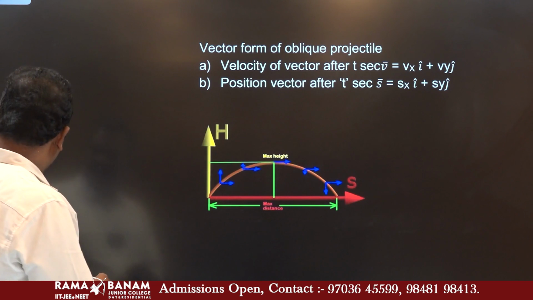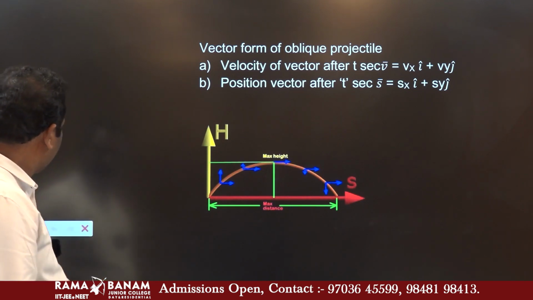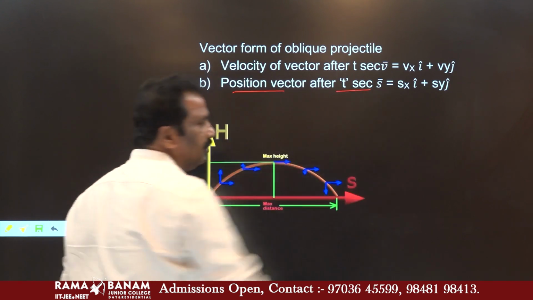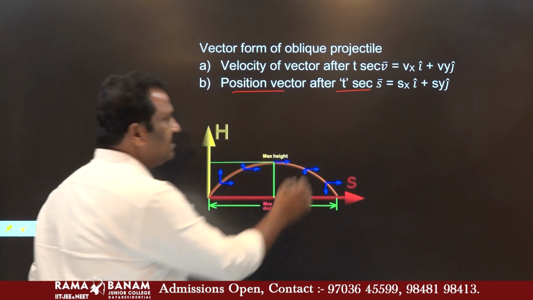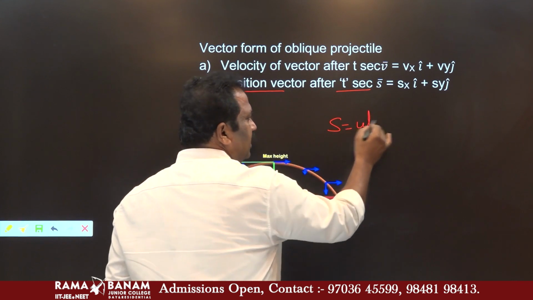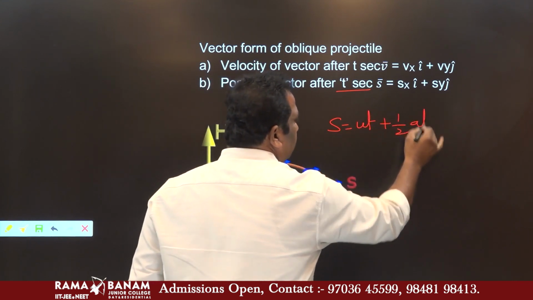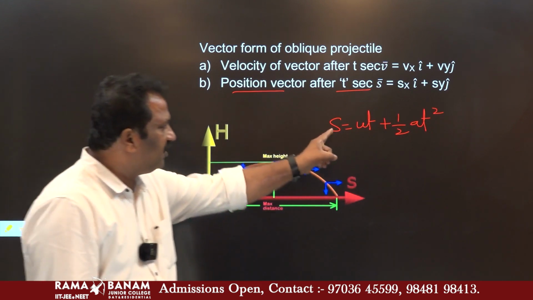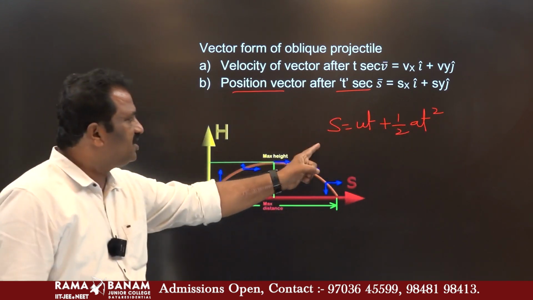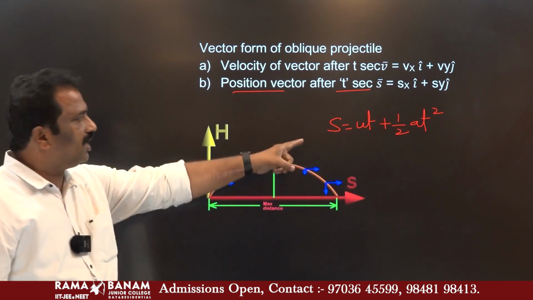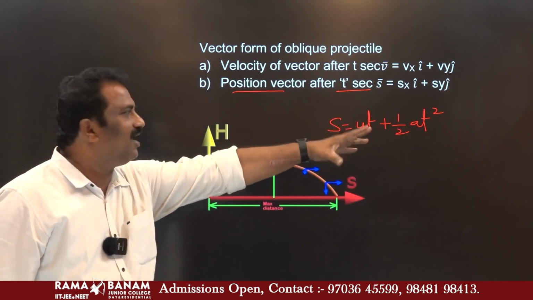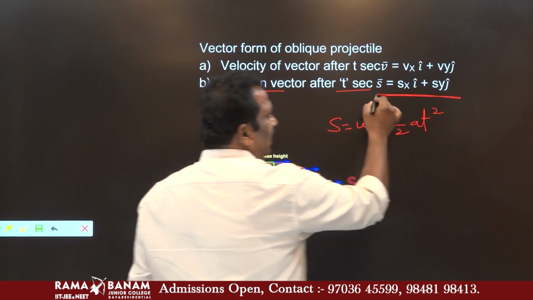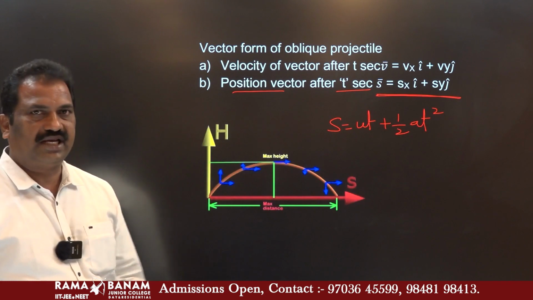Which formula are we using? When the position vector and time are given, we can use s = ut + ½at². You remember that the first term and last term are position and time. So we can use s = ut + ½at². Simply we can find s bar = sx i cap + sy j cap.